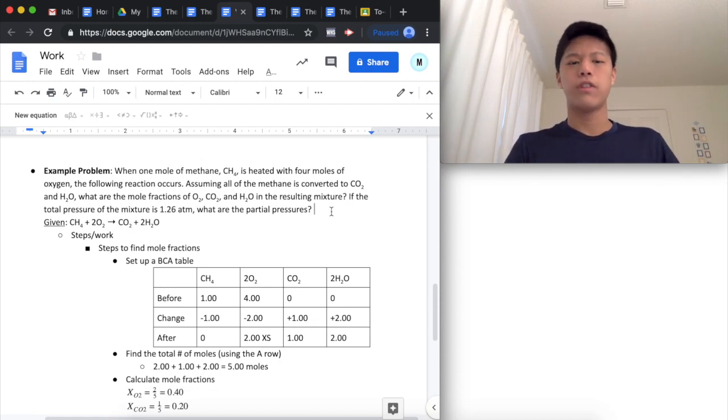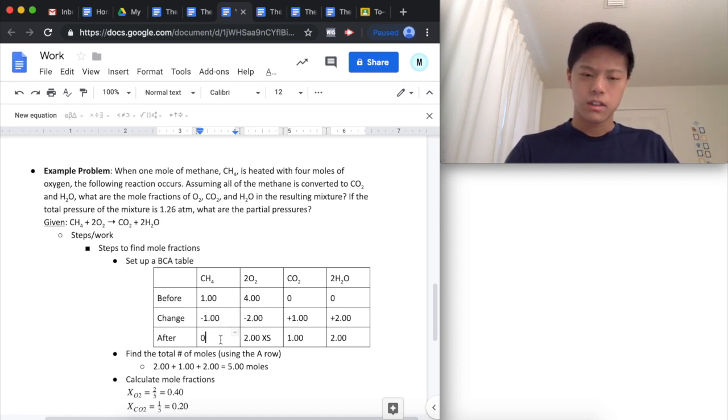So what you want to do first is, you have 1 mole of methane and 4 moles of oxygen, and from there you would set up a BCA table right here. So from there you'd figure out that oxygen was the excess reactant. So you'd set up that all of the methane is consumed and some of the oxygen is consumed, and set this up as you can see here.